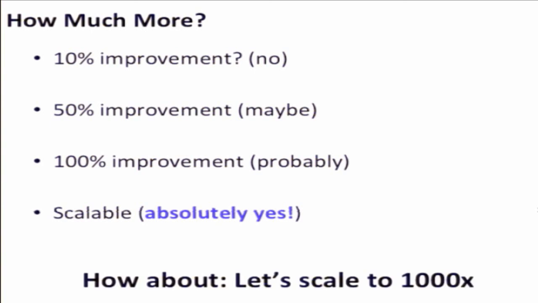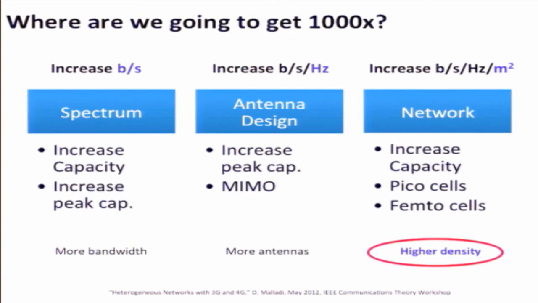And then, you know, the current plan in some calls right now is to scale by 1,000. We find 1,000x more capacity in our wireless channel. And the answer is, well, maybe. How are we doing that? Well, others have suggested that you can do this three ways. You know, more spectrum or better spectral efficiency through MIMO or better modulation techniques, or increasing the density.